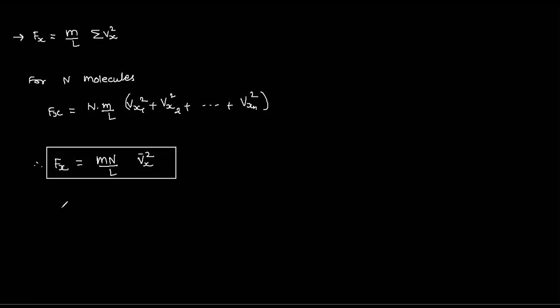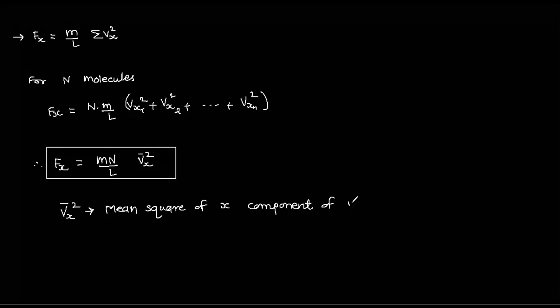where Vx bar square is the mean square of the x component of velocity. Okay, this is the force exerted.